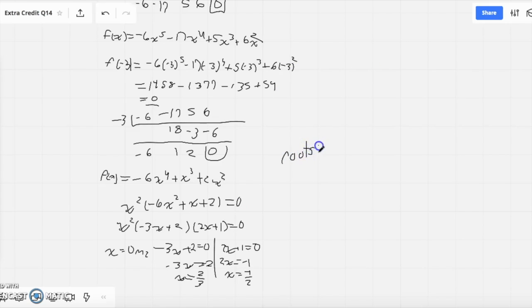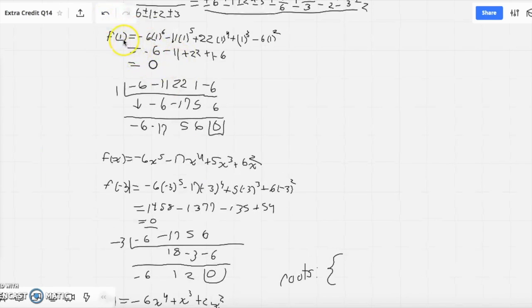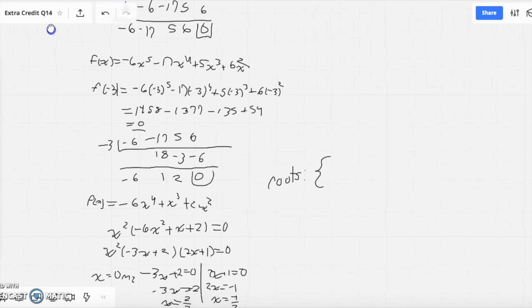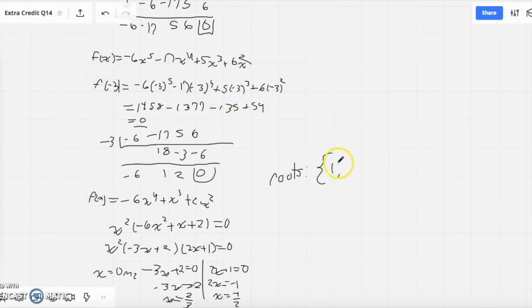So finally, the roots of f of x will be: we used 1 up in our first step, so it's going to be 1. Then we used negative 3, and then finally we have 0 with a multiplicity of 2, and then 2/3, and negative 1/2.